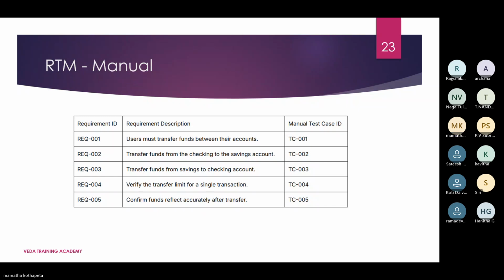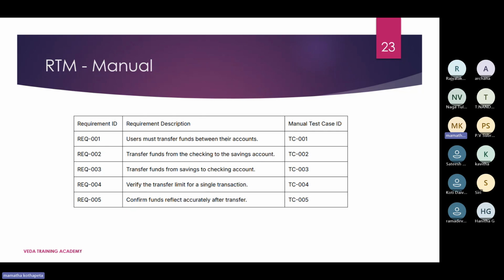Example I have written. Now, there will be one more column next to manual test case ID. Any defects identified in the test case 001. Zero defects, no problem. One defect, the next column will have the defect ID number. You remember, you have a defect ID for each defect, right? So in the third column, you will write the defect ID number.